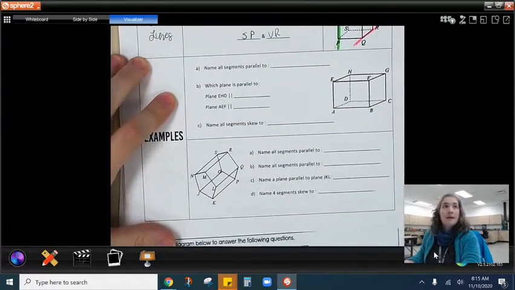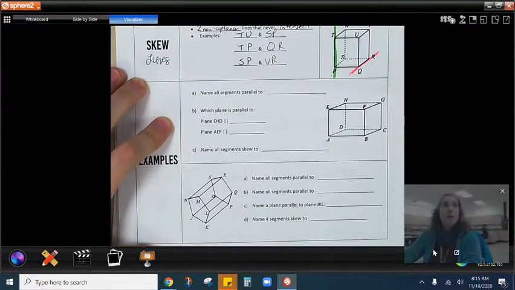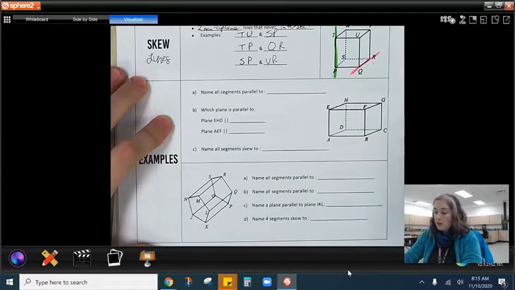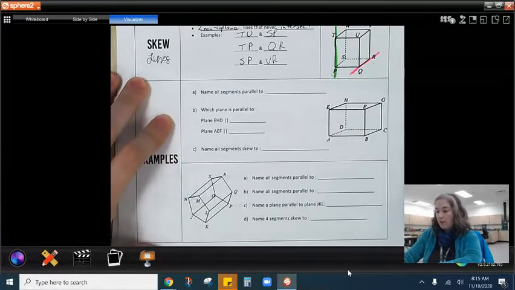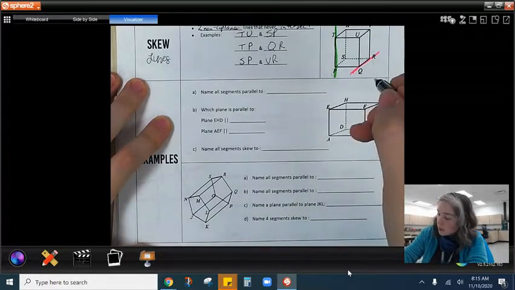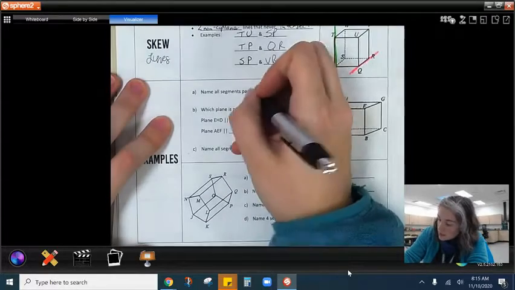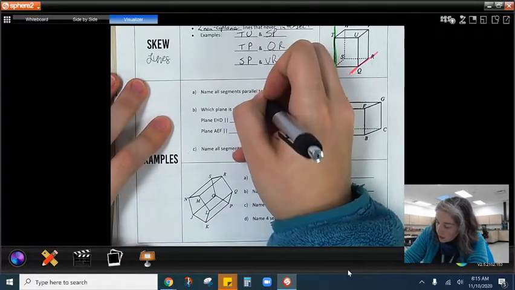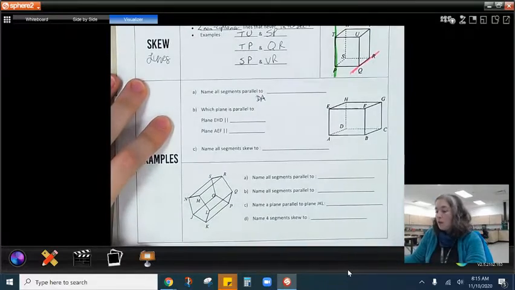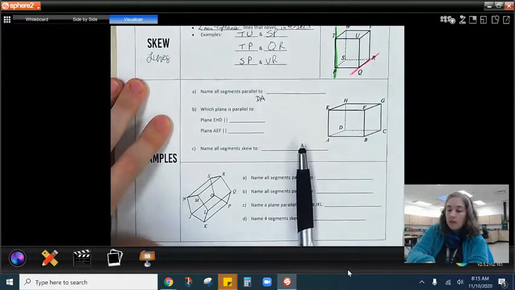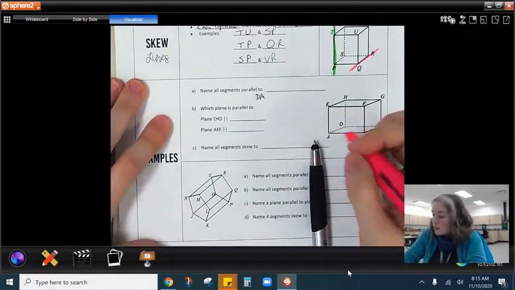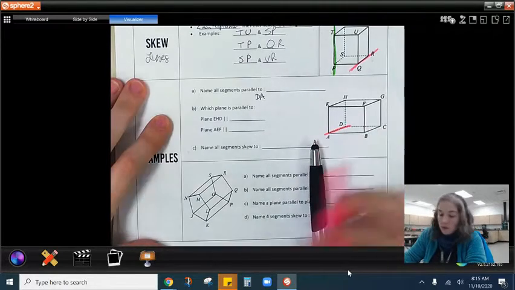So we want to start by naming all segments that are parallel to, oh, it didn't print, bother. Well, let's just pick out DA, all right? So we've got DA right here. That's the one that we're going to focus on. We want everything that's parallel to it.